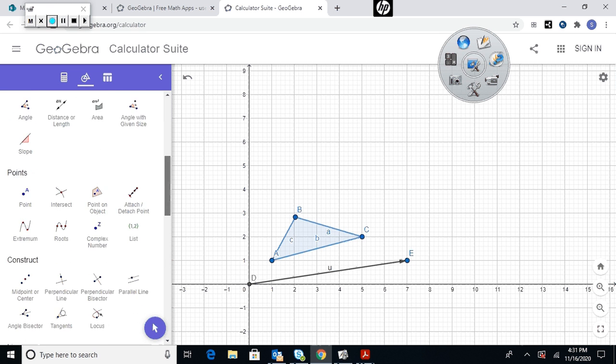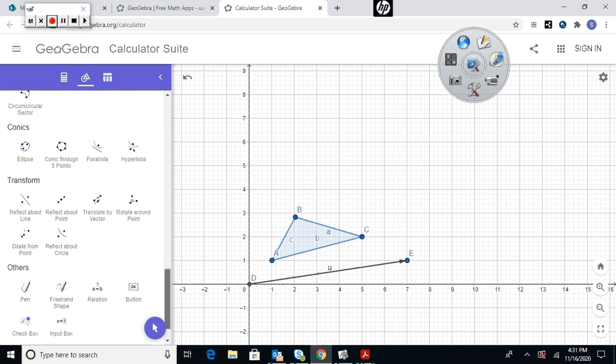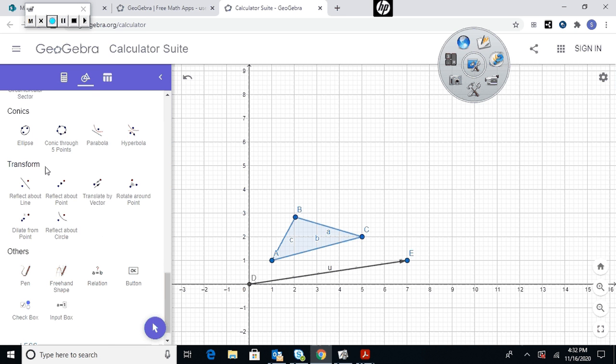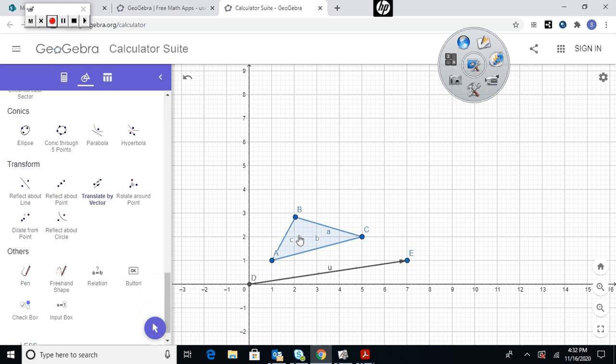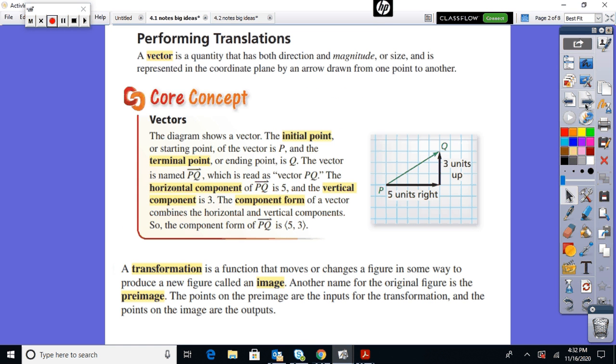And then chapter 4 is full of things from this category here with transformations. And the transformation that we are performing first here in the first section is a translation. So we want to translate by vector. So then once that comes up, click on the object you want to move and then click on the vector to tell it where to go. So translation by vector, click on the triangle, then the vector. So this entire figure moves 7 units to the right and 1 unit up. All right, so now that's the gist of it.